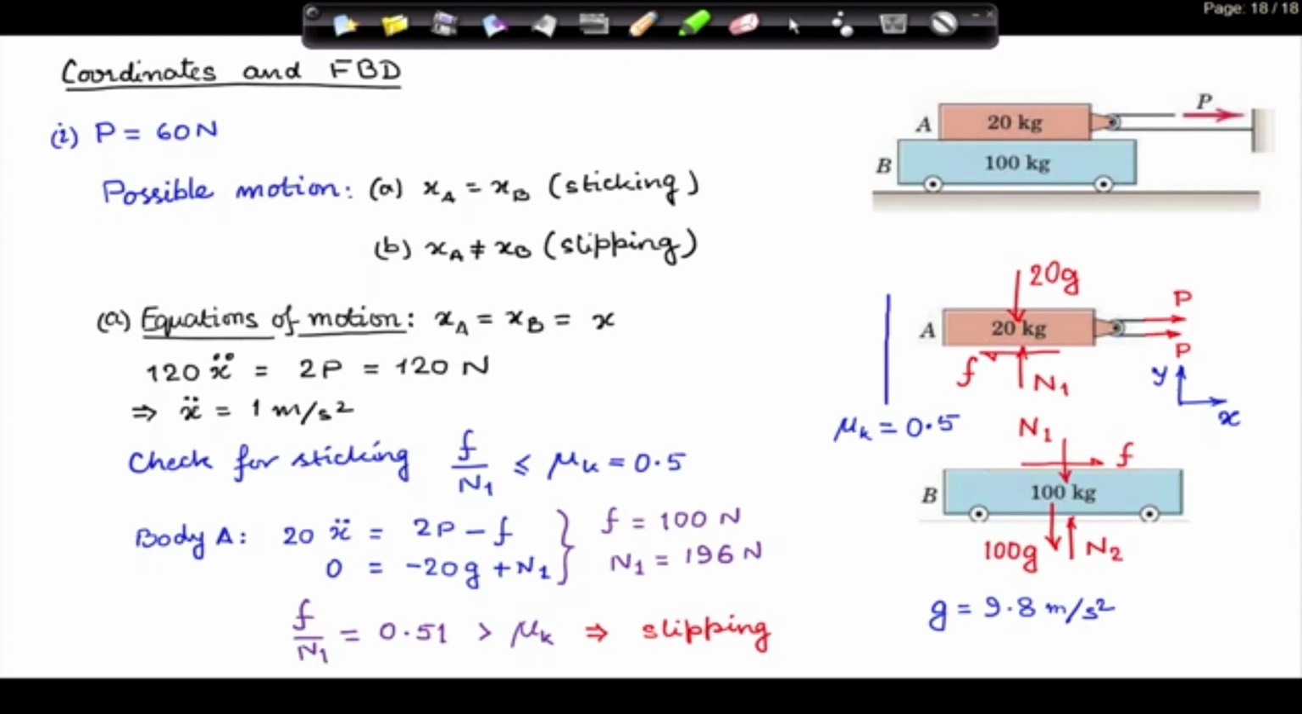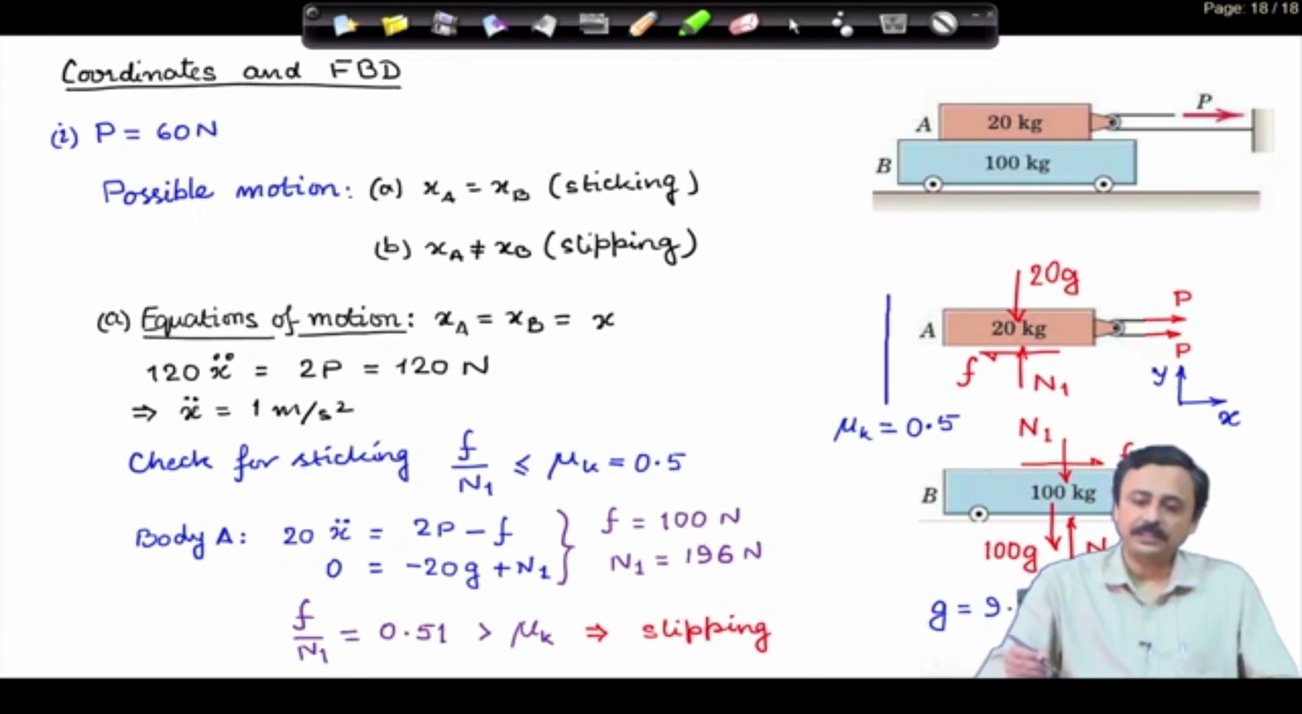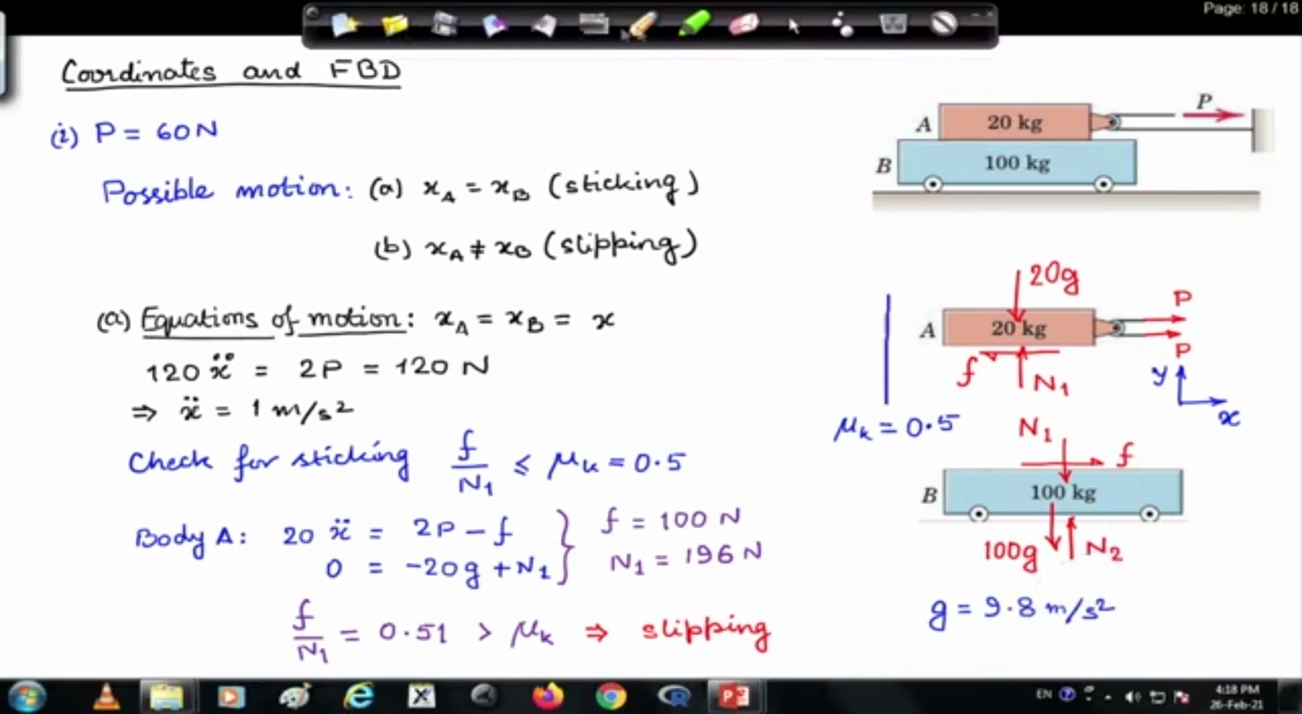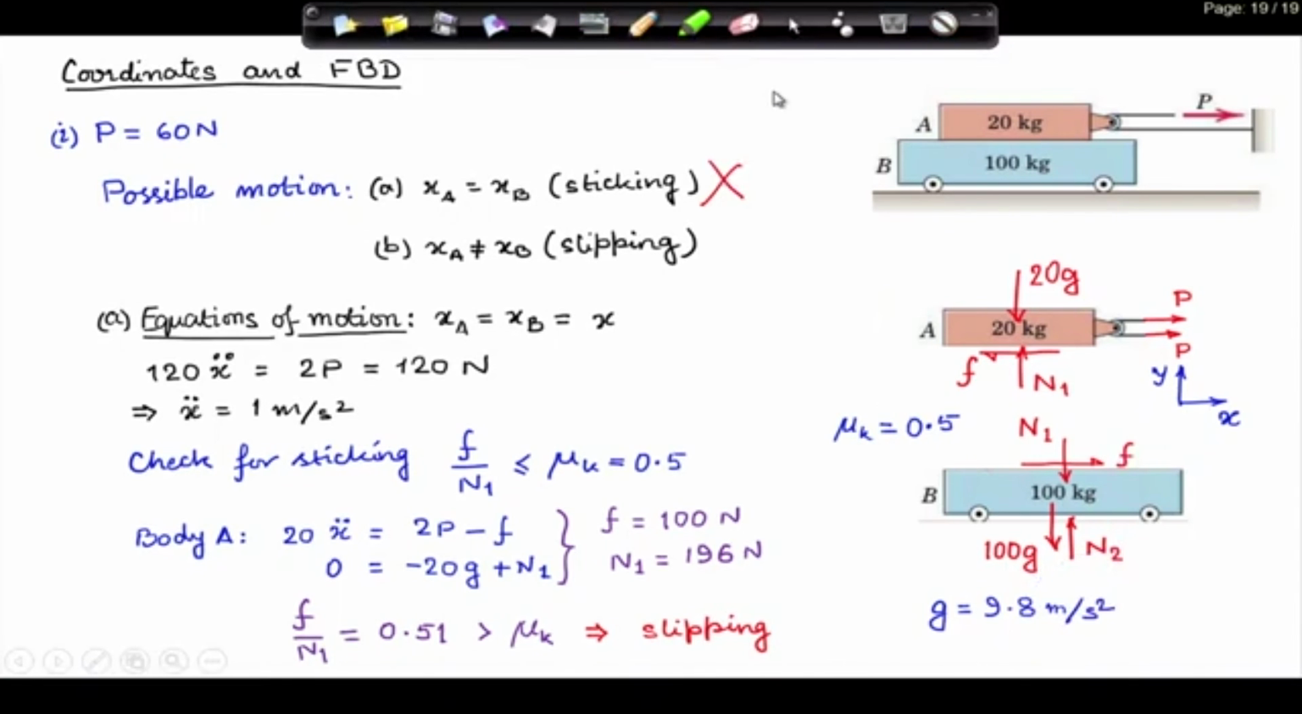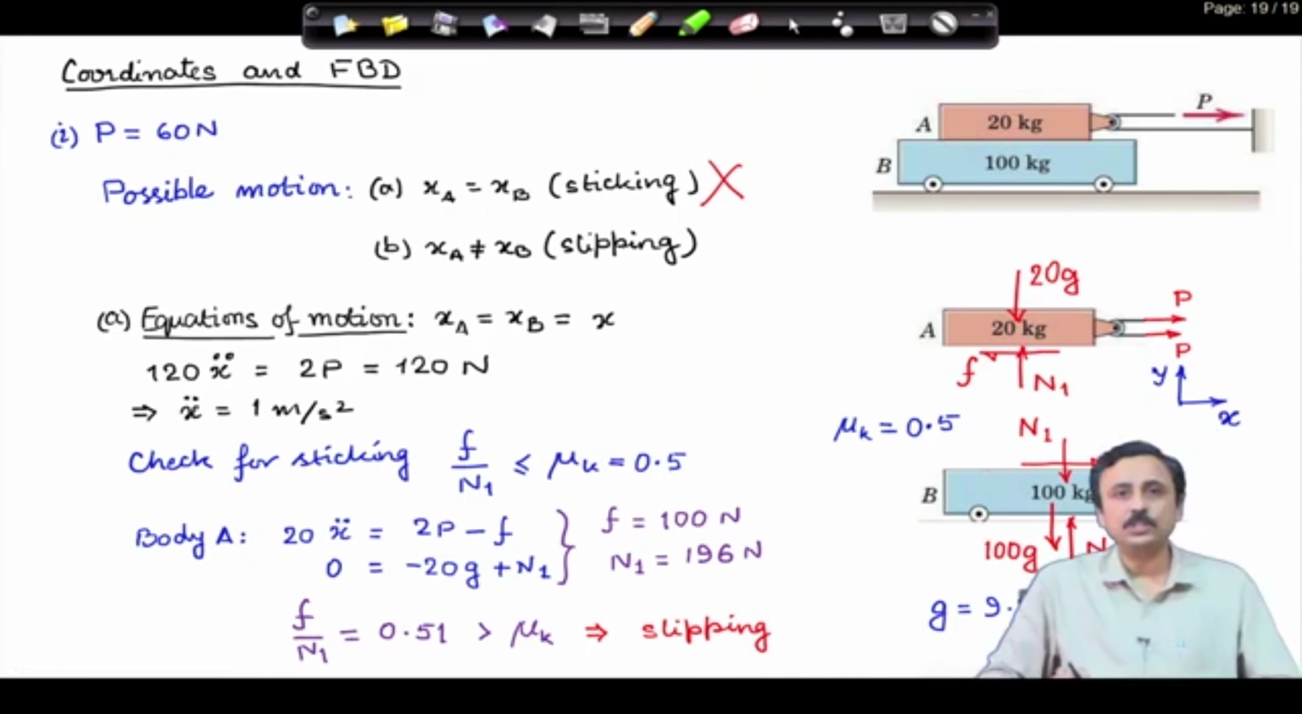This ratio is 0.51, which is greater than mu s. That means to sustain this friction force you need a friction coefficient of 0.51, which is greater than the given static coefficient of friction. Therefore, this contact cannot sustain sticking. Therefore, this will definitely slip. Our sticking assumption, the first possibility that we had considered, is therefore wrong.